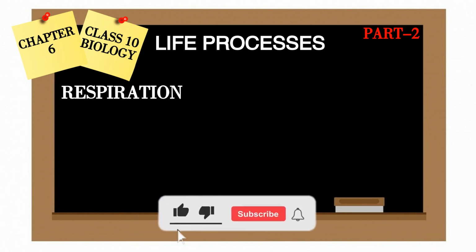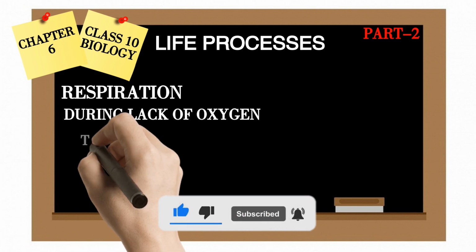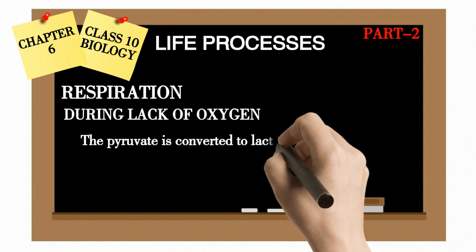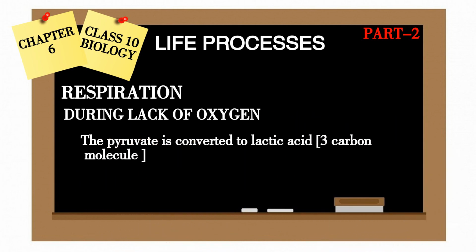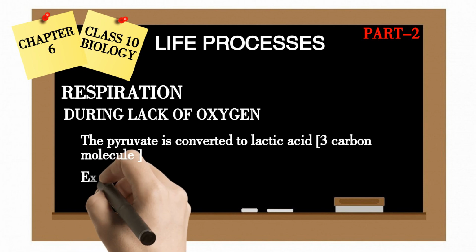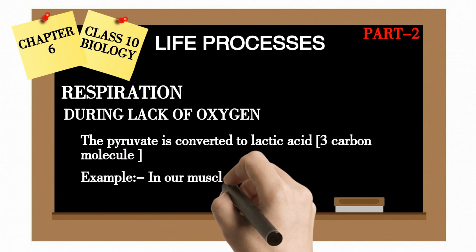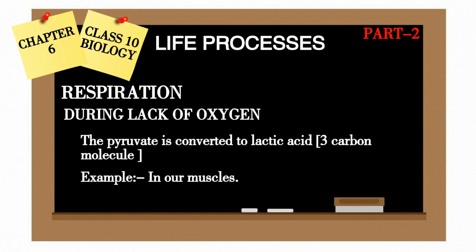Moving to the next case, which is during lack of oxygen. Here the pyruvate is converted into lactic acid. This lactic acid is also a 3-carbon molecule like the pyruvate. When there is a buildup of lactic acid in our muscles during sudden activity, it causes cramps.